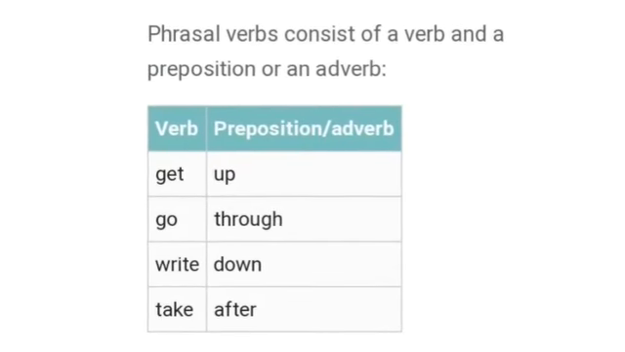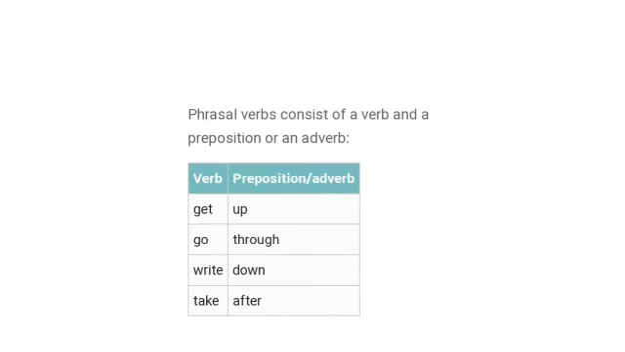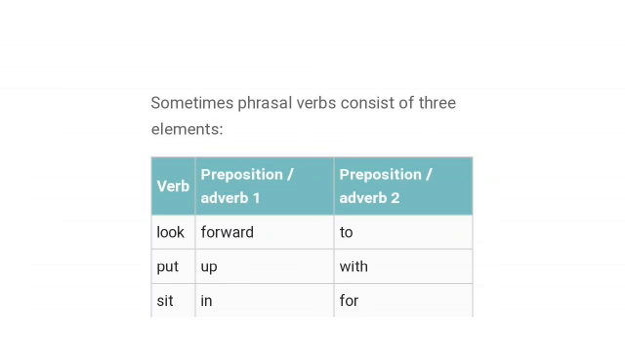Okay, phrasal verbs can be formed in different ways. There are compositions of two and compositions of three. A phrasal verb consists of a verb and a preposition or an adverb. First of all, verb and preposition: get up, go through, write down, take after. One is a verb and the other is a preposition or an adverb. So this is a combination of two, like get up, go through, write down, take after, etc.